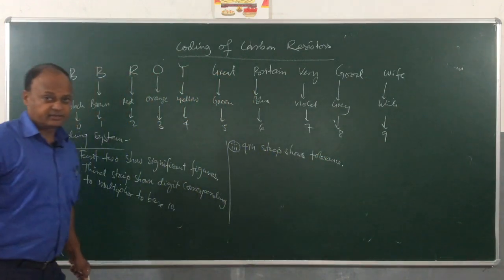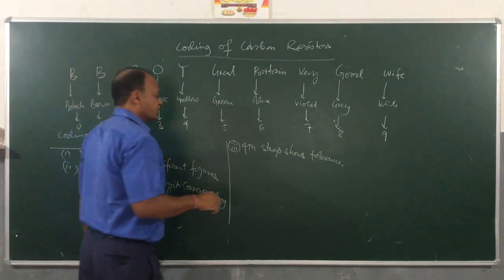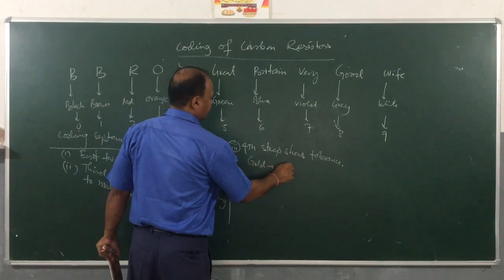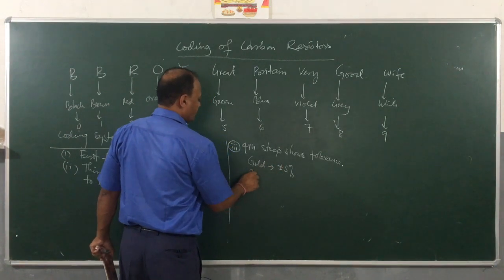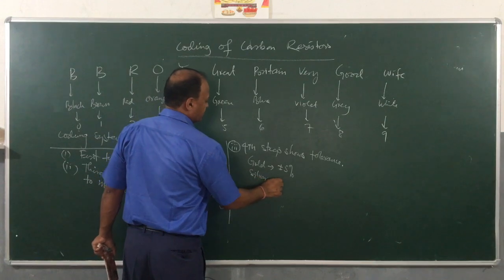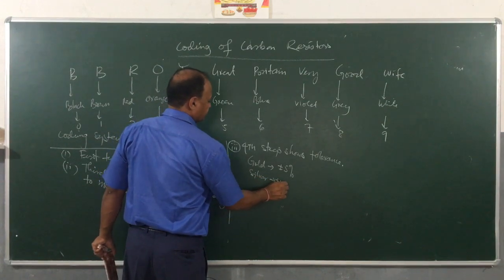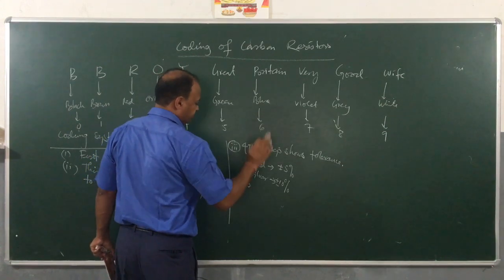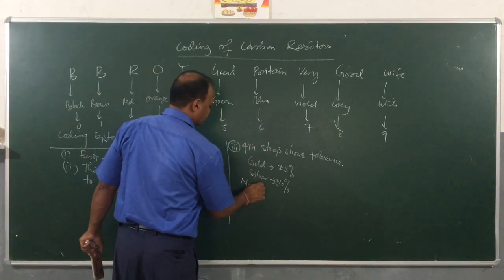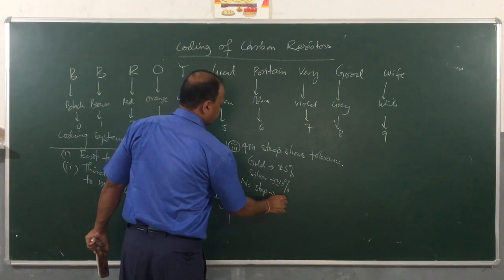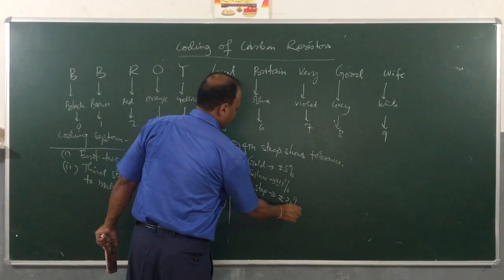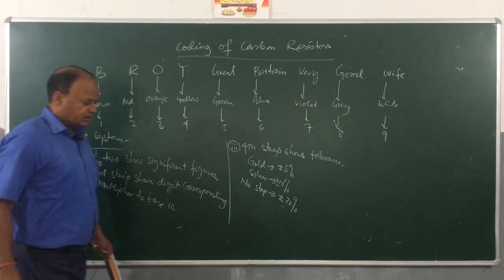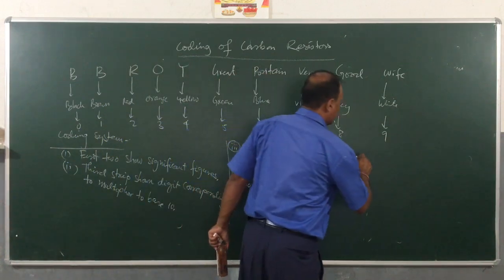Tolerance means error. And for tolerance, again there is a rule. If the fourth stripe is gold, it is plus minus 5%. Silver, plus minus 10%. And if there is no fourth stripe, then it is plus minus 20%. Clear? So let's try to find out resistance of a carbon resistor here.